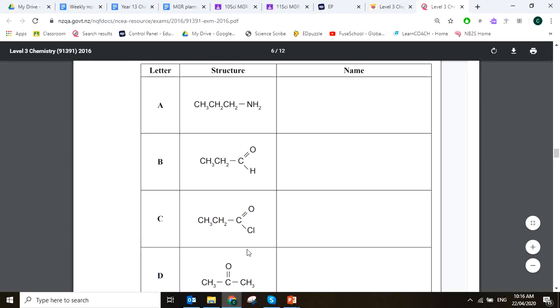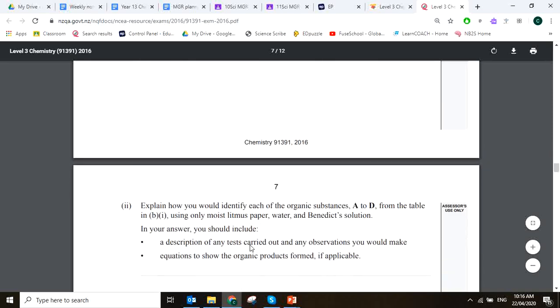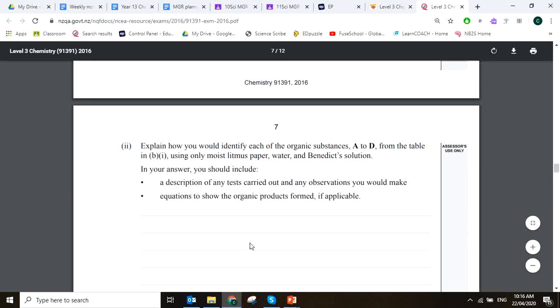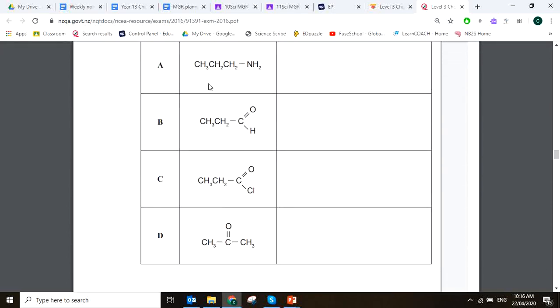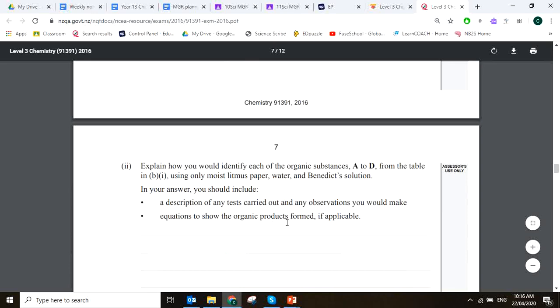This is not a base, this is not a base, this is not a base. So while you're not going to be asked a question, what happens when you put moist litmus paper with an amine? That's way too simple. You could be asked in this sort of format, more problem solving and with other content involved.